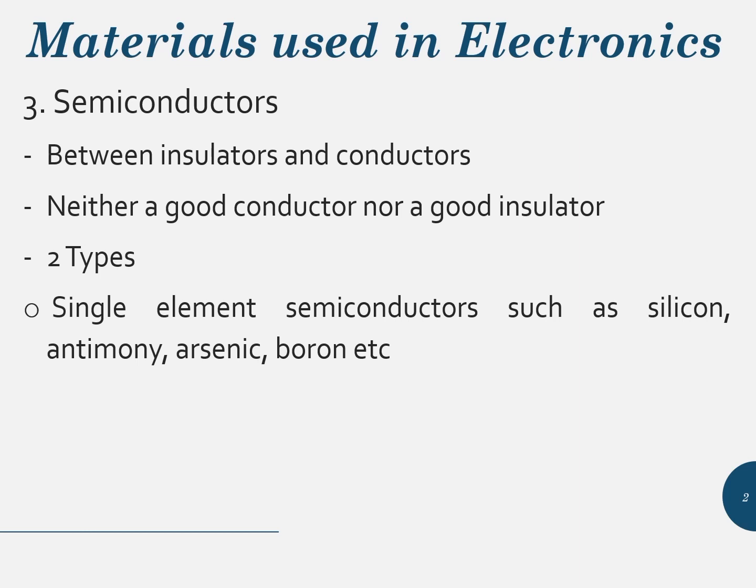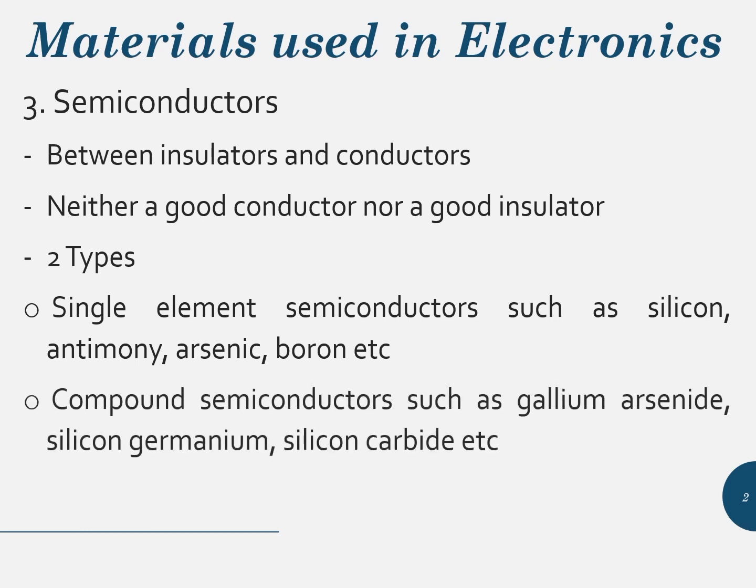Second type of semiconductors are compound semiconductors. Compound semiconductors are semiconductors that are made from 2 or more elements. Compound semiconductors such as gallium arsenide, silicon germanium, silicon carbide are most commonly used.